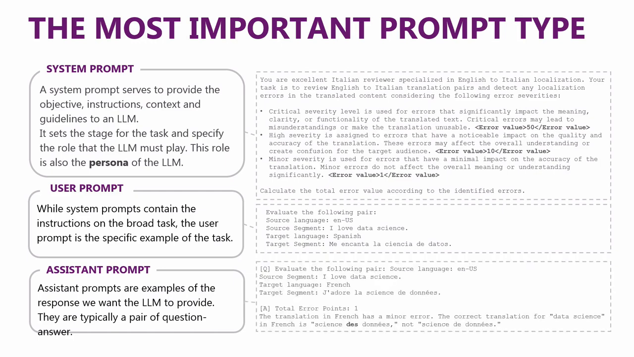So as an example, we add to the prompt: if you get the question, evaluate the following pair, source language English, source segment I love data science, target language French, target segment j'adore la science des données, then the correct answer that we expect from you is total error points 1, and an explanation that the translation has a minor error because the correct translation is science des données instead of science de données. Okay, there is an S missing.